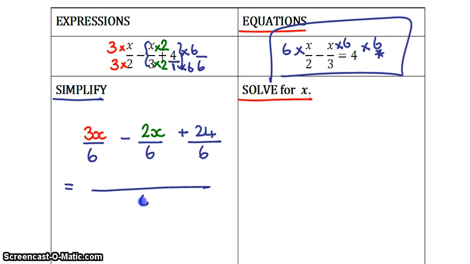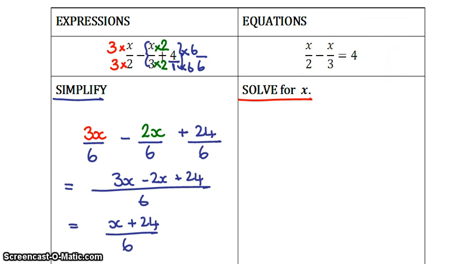Now here, I cannot get rid of that denominator. I can simply simplify the numerator. So I get x plus 24 over 6. I'm simplifying. My denominator doesn't magically disappear. On the other hand, with an equation, I can multiply by 6 with pleasure. I'm not changing the meaning of the equation because I'm doing the same thing to both sides. I am changing the meaning of this fraction, but that's okay because the equation isn't changing meaning.